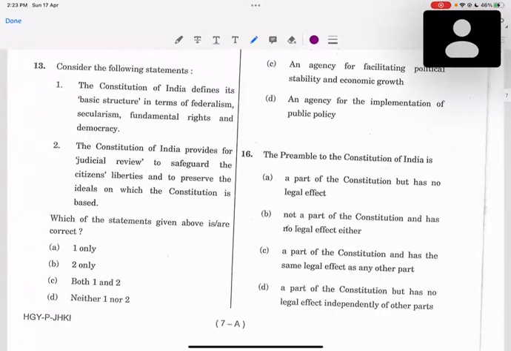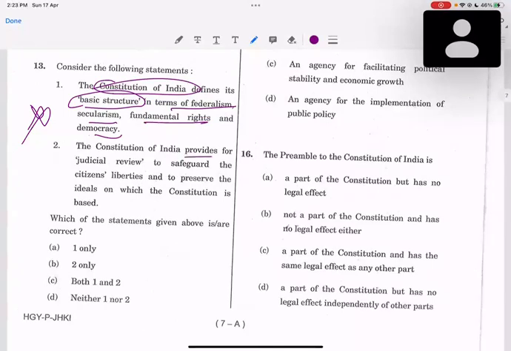The Constitution of India defines its basic structure in terms of federalism, secularism, fundamental rights, and democracy. See, the first statement is wrong. Although we do have a basic structure, that basic structure has been defined by the Supreme Court in the Kesavananda Bharati case, not by the Constitution of India. So this is wrong. Do read every keyword very carefully.